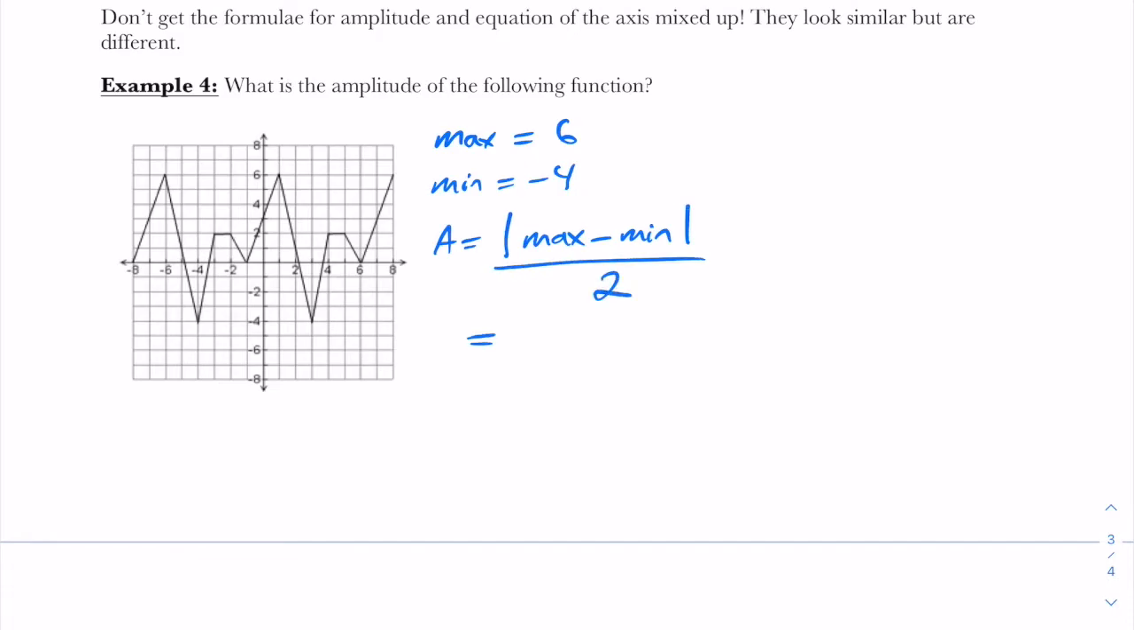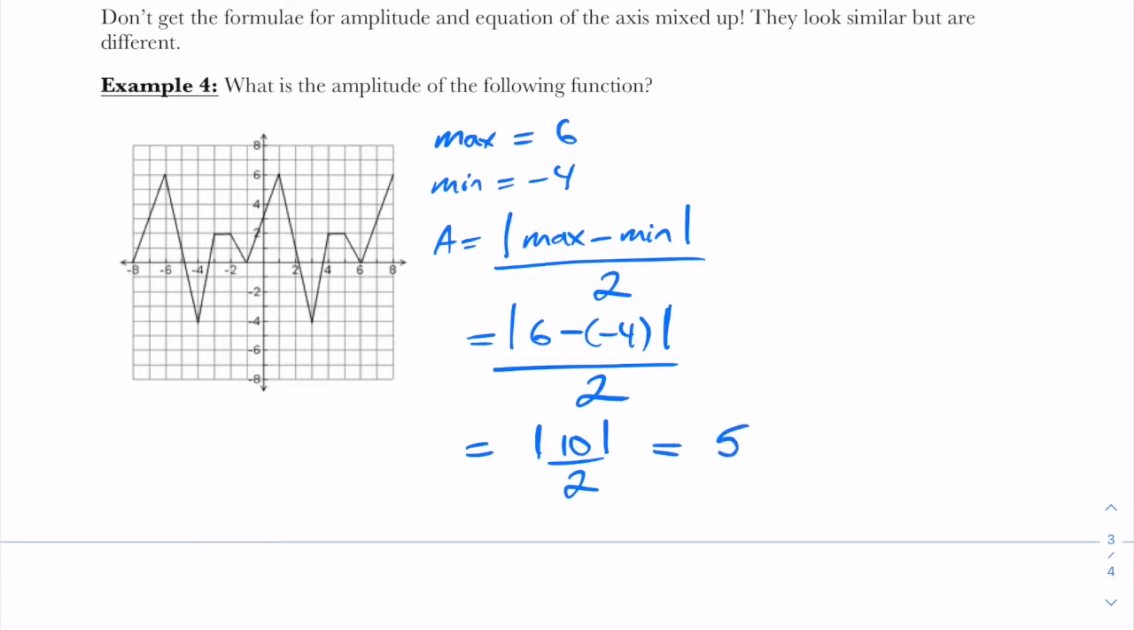Plug in your values. The maximum is 6. The minimum is -4. So we're subtracting -4. And I'm going to make really big absolute value signs here just so we don't accidentally confuse it with a 1. Okay, divide that by 2, and here we go. Inside of the absolute value, you have 6 minus -4. That's going to give you 10. I'll still put my absolute value signs, but we don't need it because the absolute value of 10 is just 10, and 10 over 2 is 5. So we have an amplitude of 5.